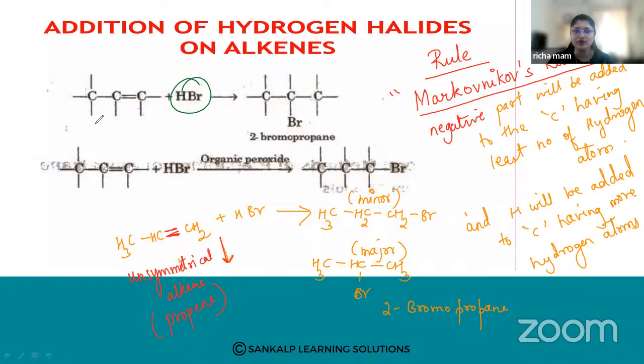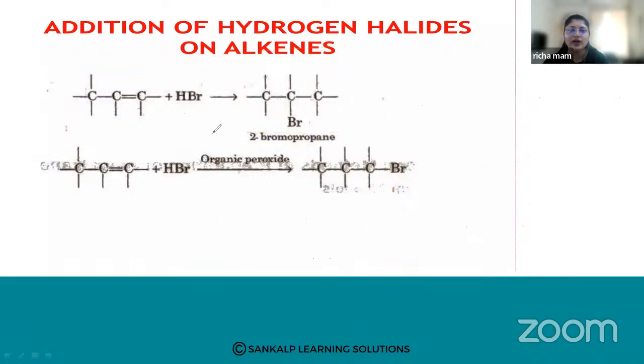This is the Markovnikov rule, which is generally given here. So what is the Markovnikov rule? It states that whenever you have an unsymmetrical alkene, the negative part of the hydrogen halide will be added to the carbon having the least number of hydrogen atoms, and the hydrogen will be added to the carbon having more hydrogen atoms. The major product will be more stable. Next possibility: I have CH3, CH double bond CH3.